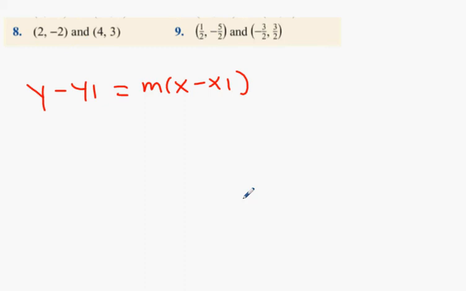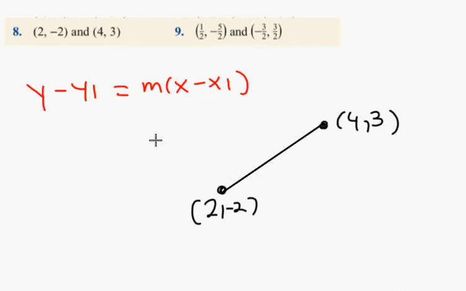Here are 2 points. These 2 points are both on the line we're talking about. Both points qualify to be an x1 and a y1. Half the class could call x1, y1 (2, -2). The other half of the class might call x1, y1 (4, 3). The answer is you're both right and you'll both get the same answer. I'm going to prove that in a second, okay?